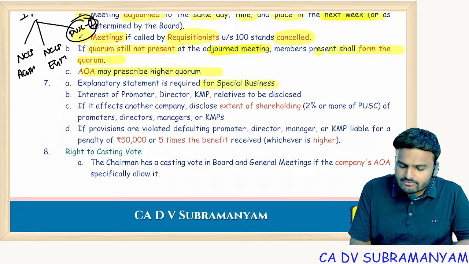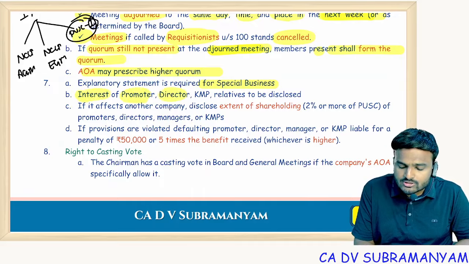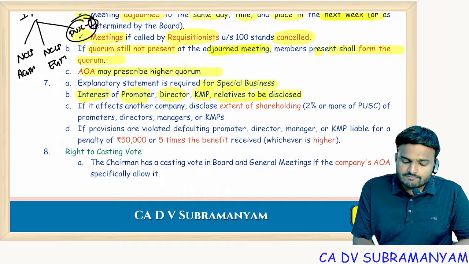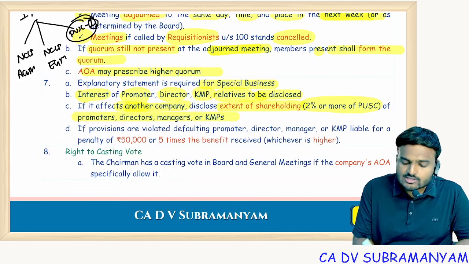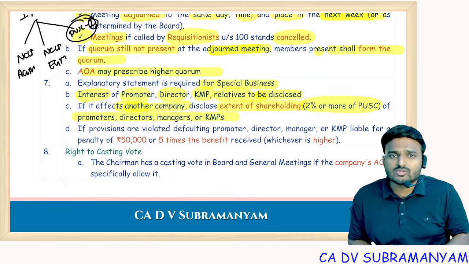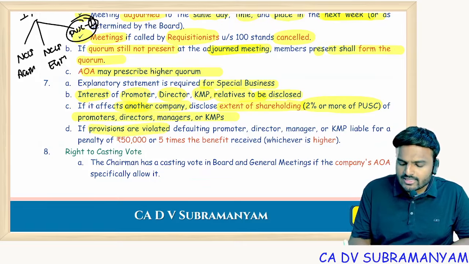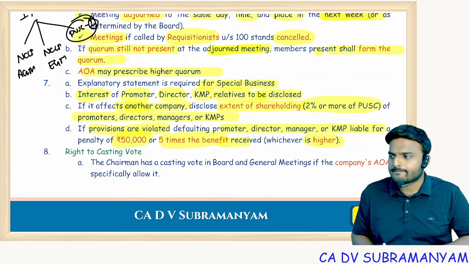Explanatory statement is required for all special business items. In that explanatory statement, interest of promoter, director, KMP, and their relatives is to be disclosed. If there is a transaction with another company, and directors or promoters have any shareholding in that other company of 2% or more, then disclose it. If it is less than 2%, no need to disclose, materiality concept. If provisions are violated, the penalty on defaulting persons would be 50,000 or 5 times the benefit they received, whichever is higher.